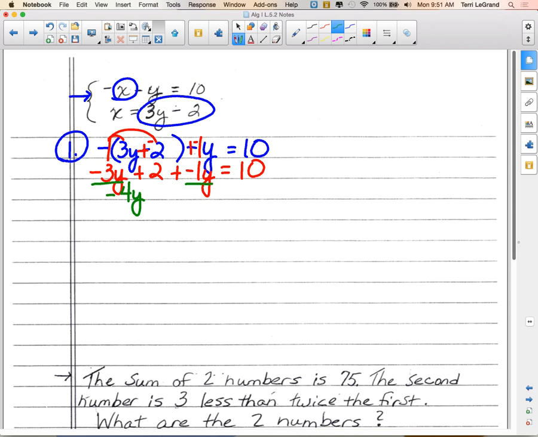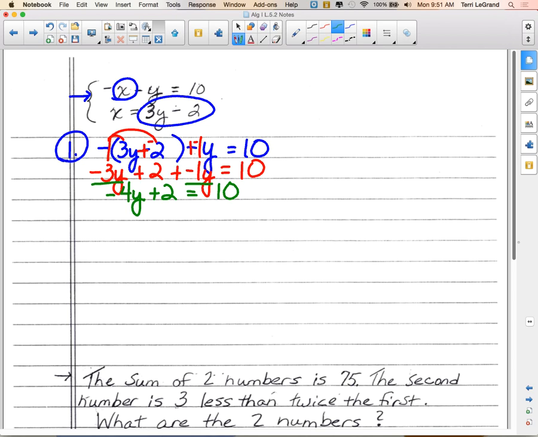-4y plus that 2. When everything's addition, you get to add in any order you want. So we're going to say, oh, there's that -3y, and the third term is a -1y. I'll bring them together and get a -4y. Bring my +2 along, that doesn't have anything to be combined with, and my equals 10 down. Go ahead and solve that equation.